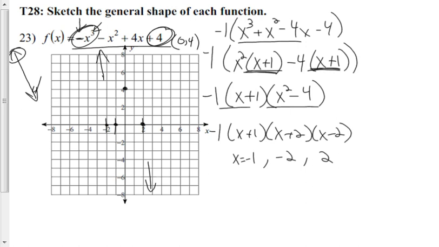So here we go. Come down through the -2, then come up through the 1, somehow go through that 4, and then finish down through that. Connect that. So there we go. That would be a general sketch of that function.